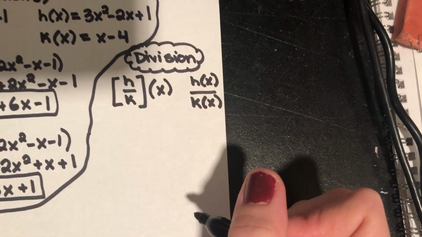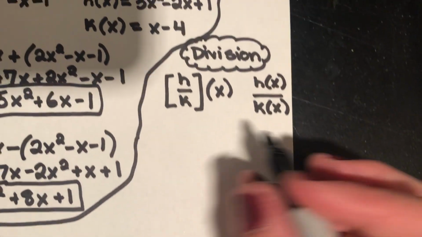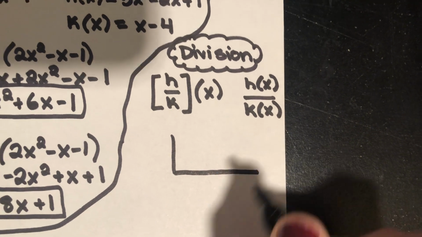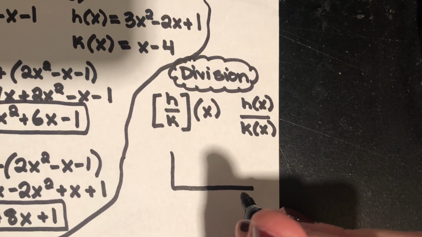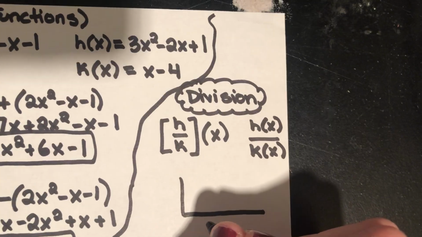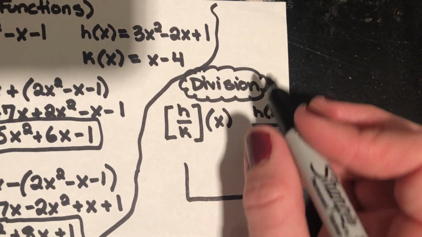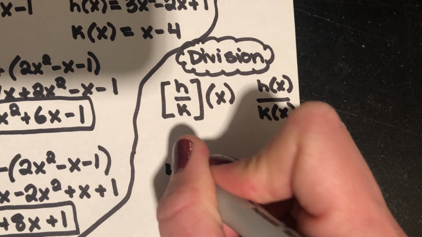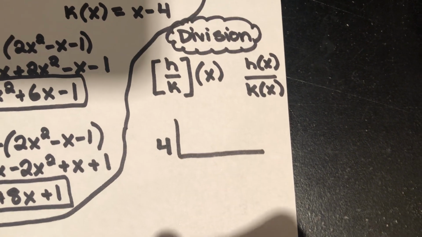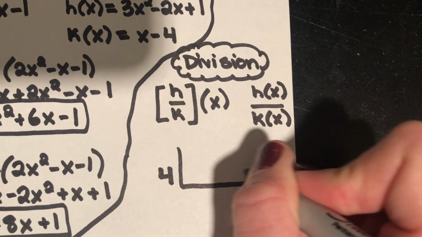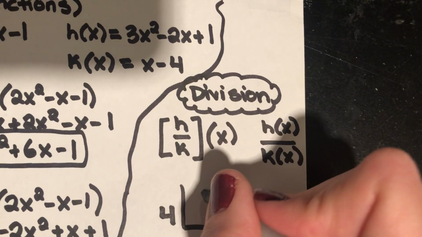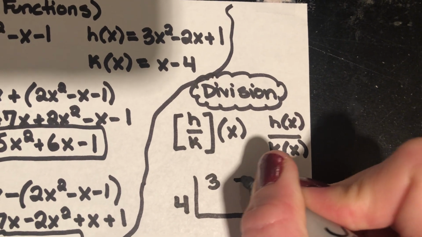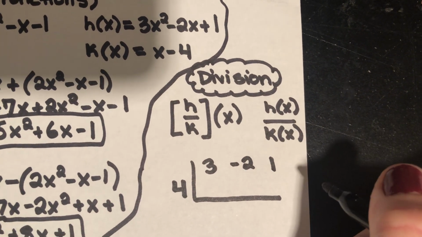So if you remember that synthetic division we've been doing, yay, synthetic division. So we're going to do that long L right there. And then we have the opposite of what you have. So k of x, we have x minus 4. So we're going to put a 4 on the outside there. And on the inside here, leaving enough space for this right here, we have a 3, a negative 2, and a 1.